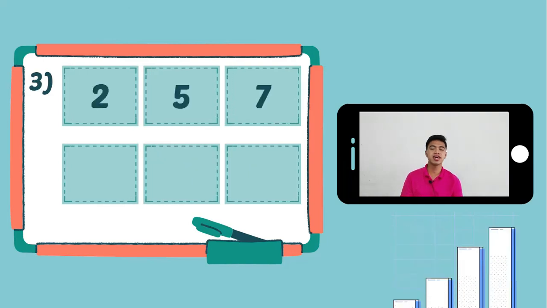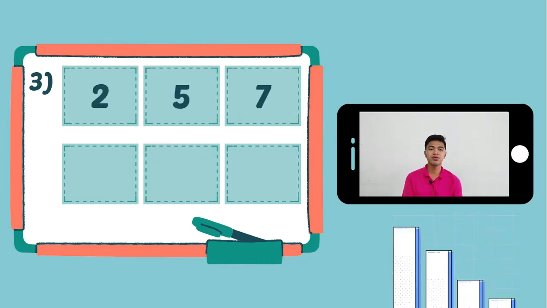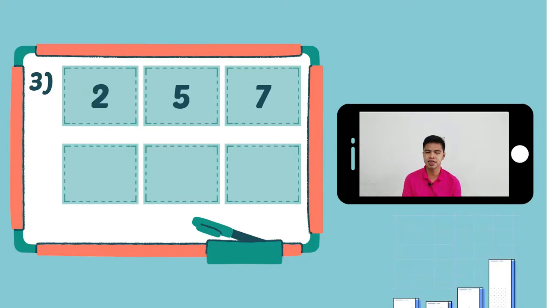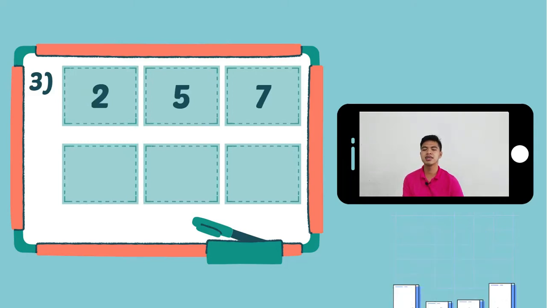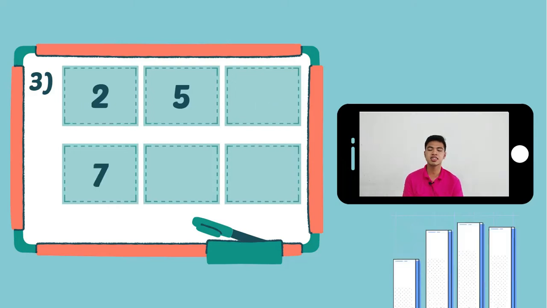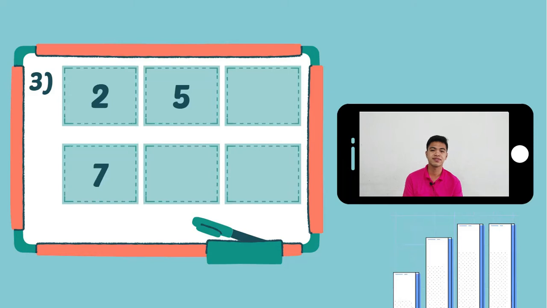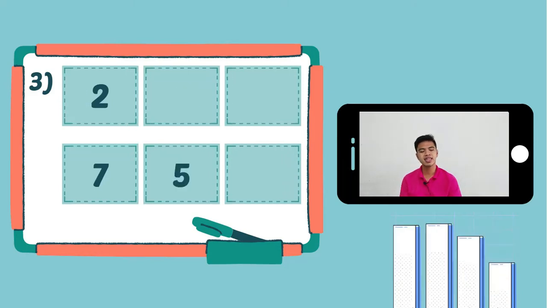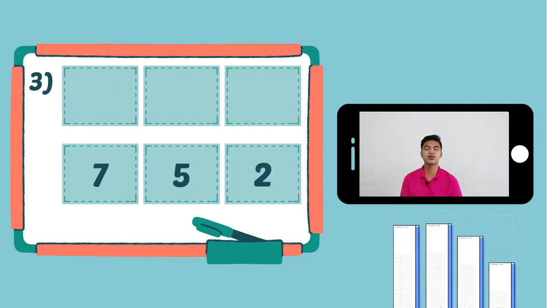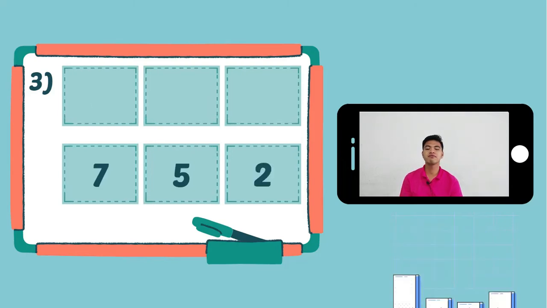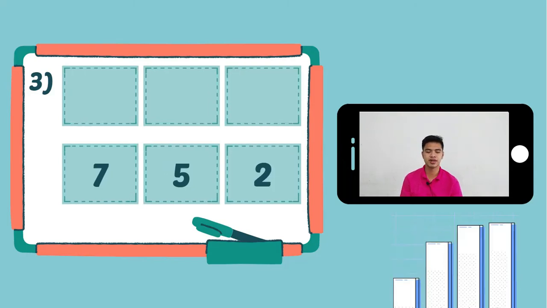And then for the number 3, we have 2, 5, 7. So we're going to see which is the biggest number. Very good, the biggest number is 7. And which is bigger among 2 and 5? Very good, 5 is bigger than 2. And then we have only 2, so we're going to write down number 2. So in this case, we have 7, 5, 2, and we arranged it in descending order.